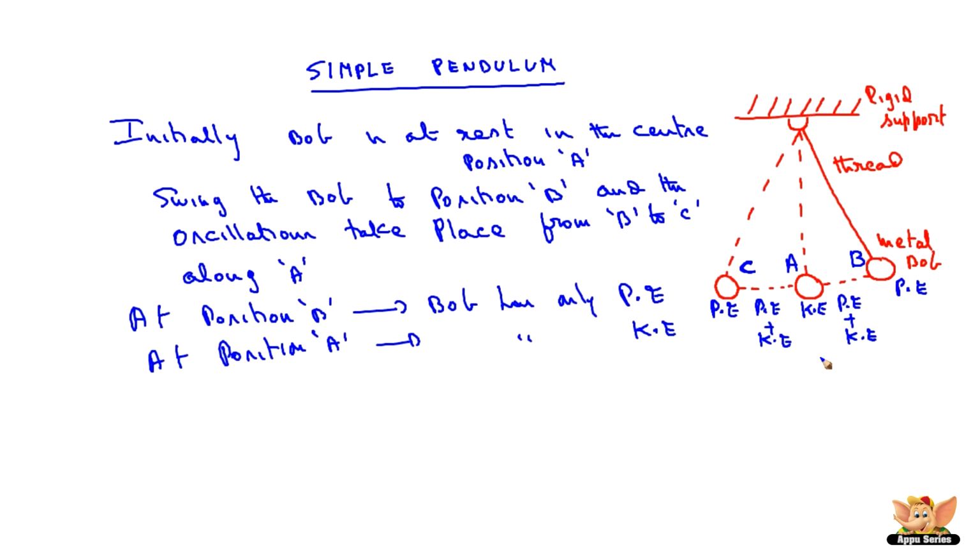But what we need to note is that the total energy of this swinging pendulum at any instant of time remains the same. We said at position B, it is only potential energy. In the intermediate positions, it has potential energy plus kinetic energy. At position A, the whole potential energy got converted into kinetic. And from A to C, again at C, it has only potential energy. So what does it mean? The total energy of the swinging pendulum at any instant of time remains the same. That means it is conserved.